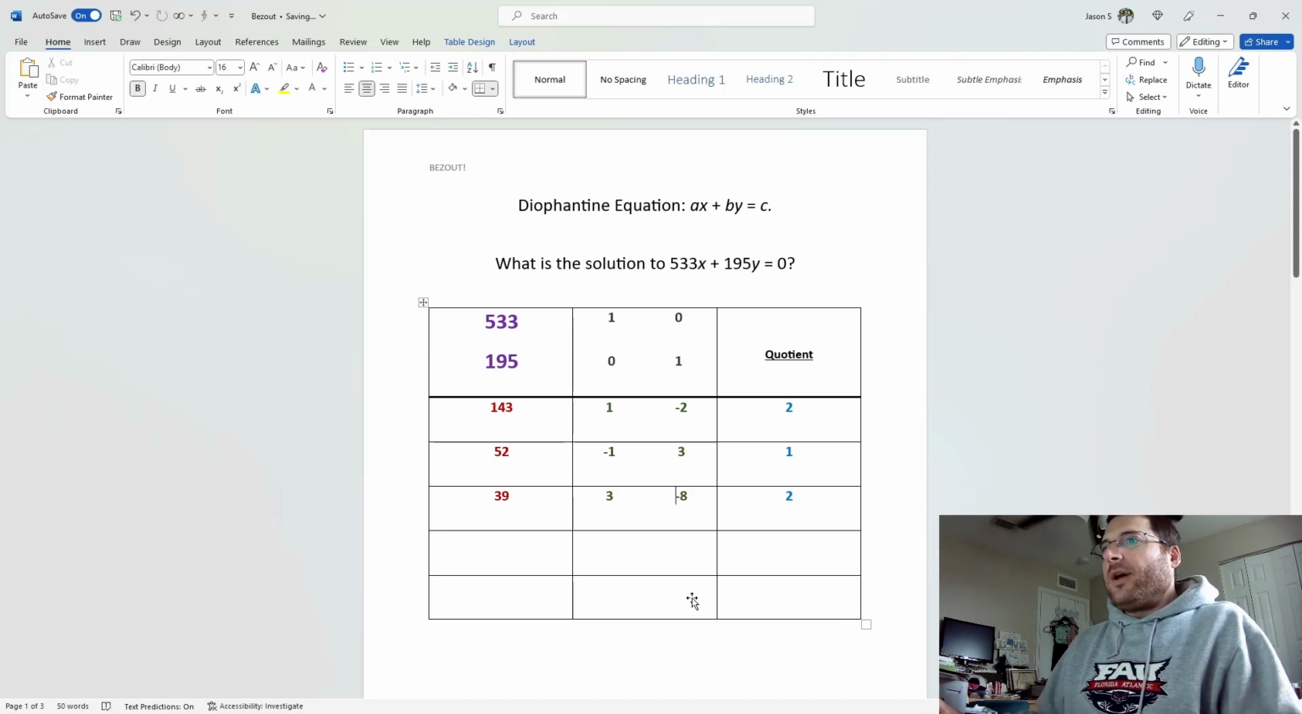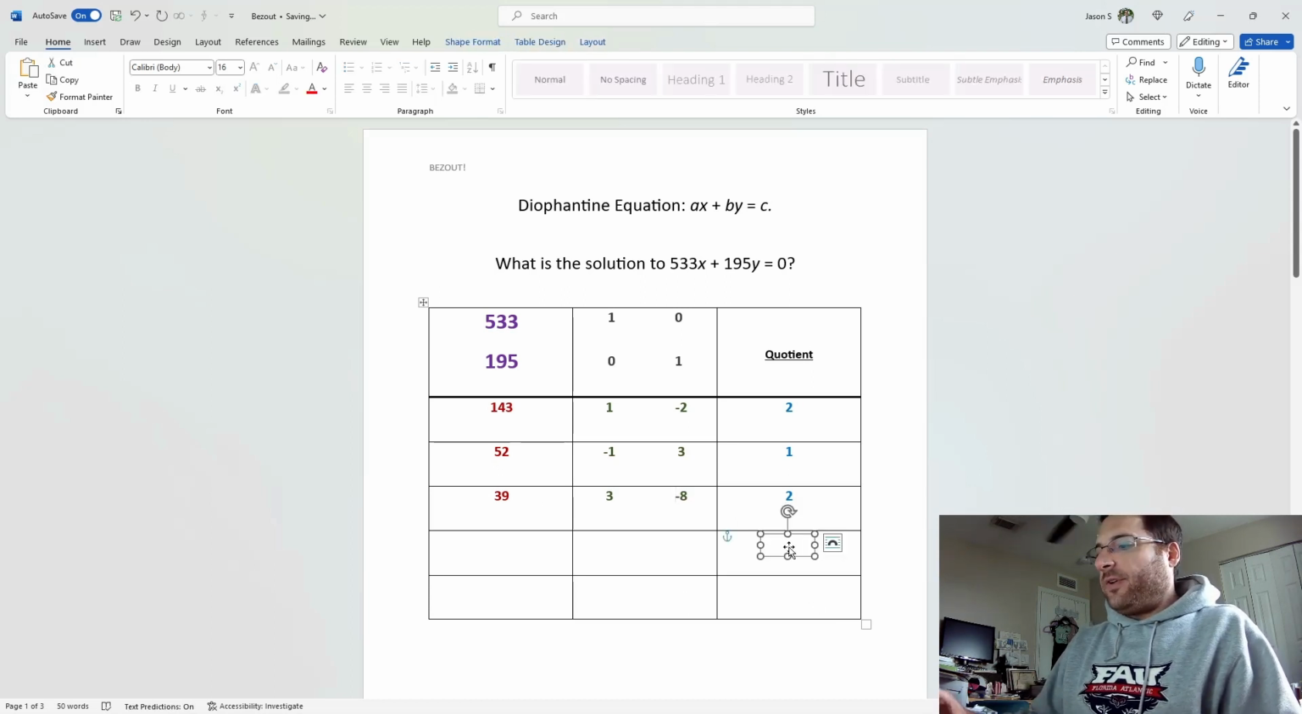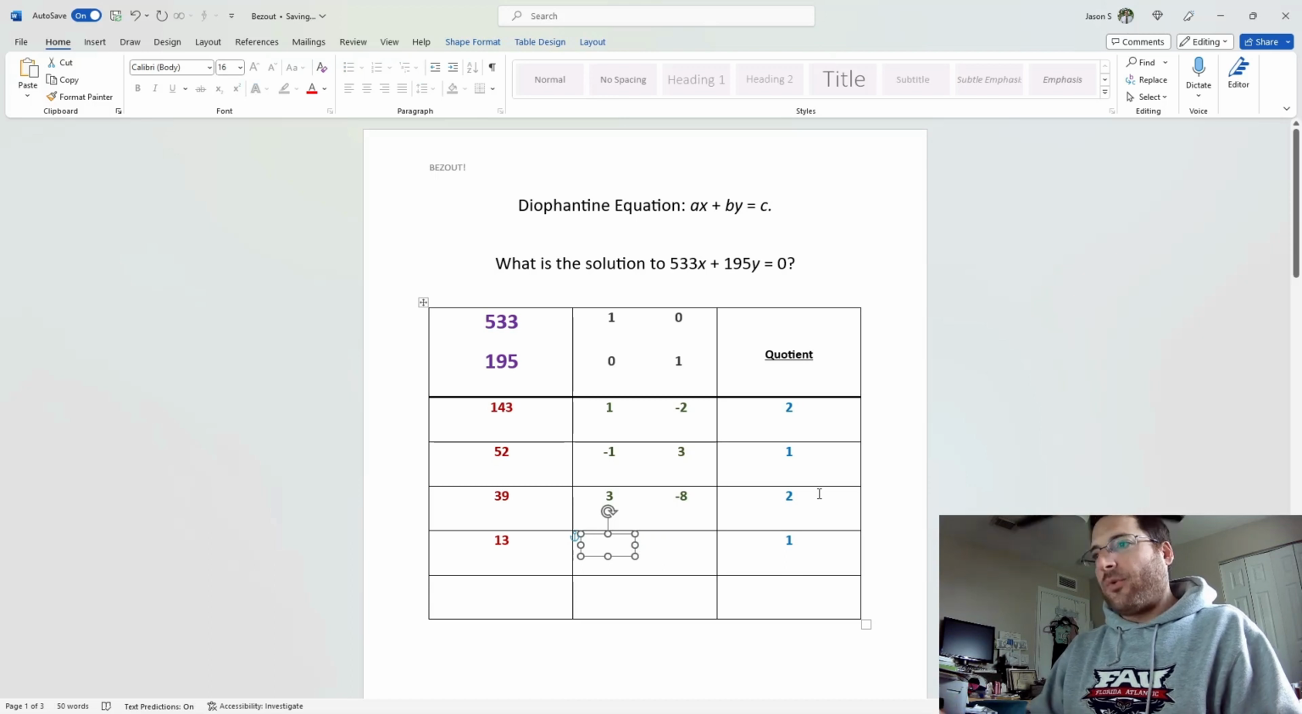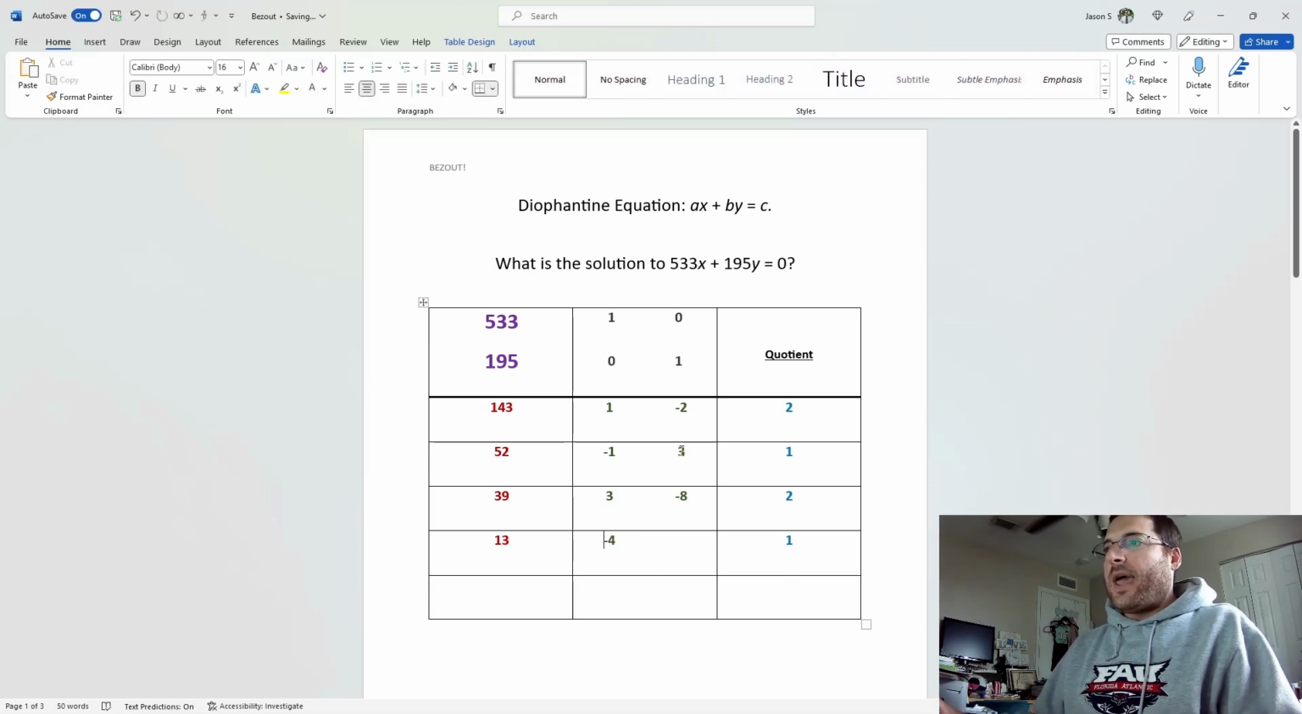Right, not too bad. Now, how many times does 39 go into 52? Once, with a remainder of 13. And we do this again. 1 times 3 is 3. Negative 1 minus 3 is negative 4. And 3 minus negative 8 is 11.